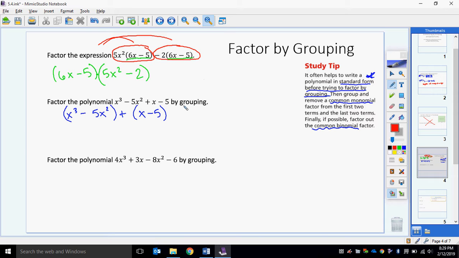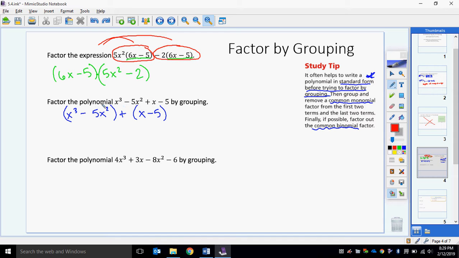All right, now I can't factor out a common monomial. There's nothing I can take out of x cubed that's also in negative 5x squared, that's also in x, that's also in negative 5. Right, not everything has an x, and not everything has a multiple of 5. So I can't factor out one thing from everything.